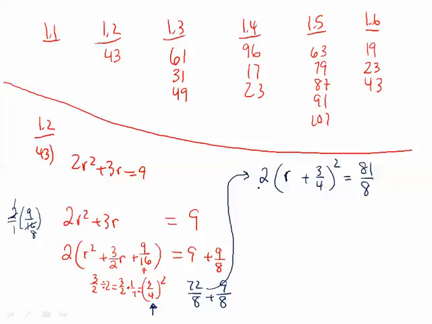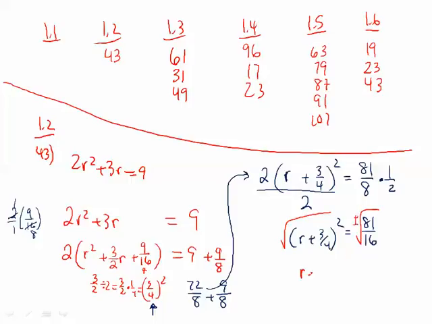Okay. And the funny thing is, you're going to still have to divide by 2, or technically multiply by 1/2. And you're going to get 81/16. There's that 16 again, though. Comes back up. And of course, we can square root both sides. And again, don't forget plus or minus here. So r plus 3/4 is equal to, hey, both of them are perfect squares. That's cool. So that's 9/4. Is that right?